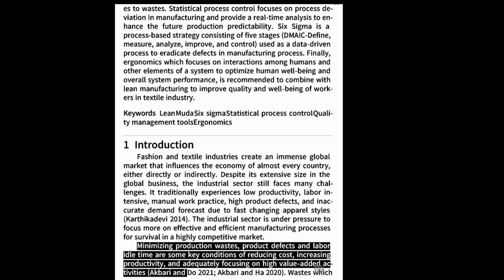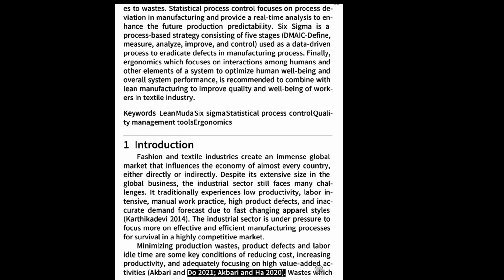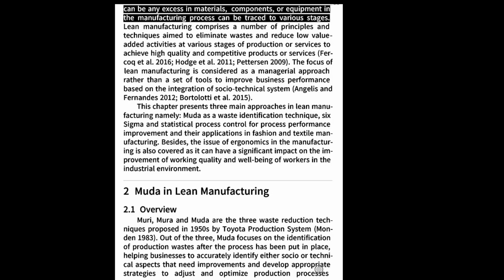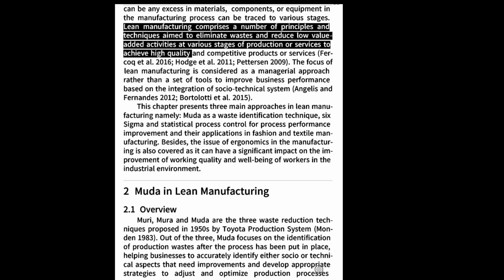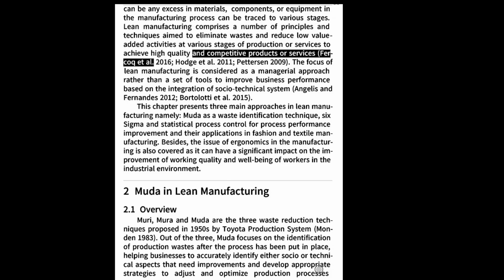Minimizing production wastes, product defects and labor idle time are some key conditions of reducing cost, increasing productivity, and adequately focusing on high-value added activities (Akbari and Ha 2021; Akbari 2020). Wastes, which can be any excess in materials, components, or equipment in the manufacturing process, can be traced to various stages. Lean manufacturing comprises a number of principles and techniques aimed to eliminate wastes and reduce low-value added activities at various stages of production or services to achieve high quality and competitive products or services.